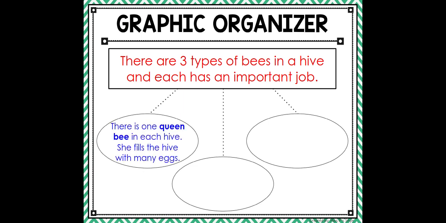Our first supporting detail is about one of the jobs, one of the bees in the hive and her important job. So there's one queen bee in each hive, and she fills the hive with many eggs.